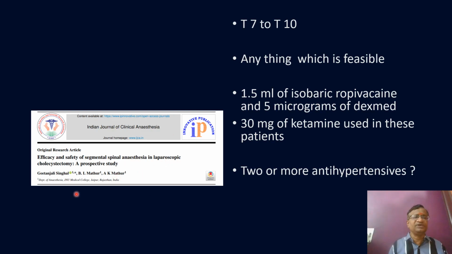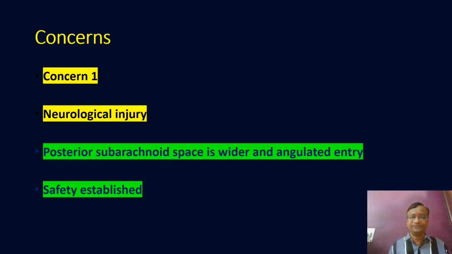Efficacy in laparoscopic cholecystectomy: so many studies have been done, and Palibal has given so many studies and publications. T7 to T10, anything is feasible. 1.5 ml of isobaric ropivacaine with 5 mcg of dexmedetomidine. 30 mg of ketamine was used in these patients. Yes, this is what they have done. At T8, give 1.5 ml of isobaric ropivacaine with 5 mcg. They have done laparoscopic cholecystectomy in many cases.